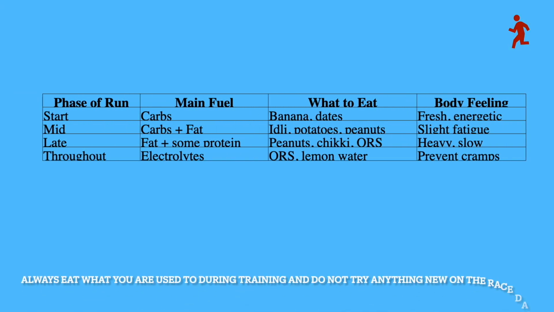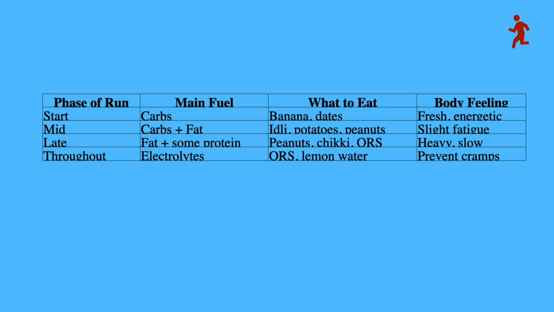Generally, at the start of the race, carbs are provided, which come from bananas and dates. The body is generally feeling fresh and energetic. At the mid part of the race, carbs and fat fuel your run. It is provided by idli, potatoes, and peanuts. During that time, there is slight fatigue. In the late phase of the race, the fuel is mainly fat and some proteins. Peanuts, chickpeas, and ORS will provide you with the required energy. The body at that time is feeling very heavy and slow. Throughout the race, it is a must to take electrolytes like ORS and lemon water. This prevents cramps.